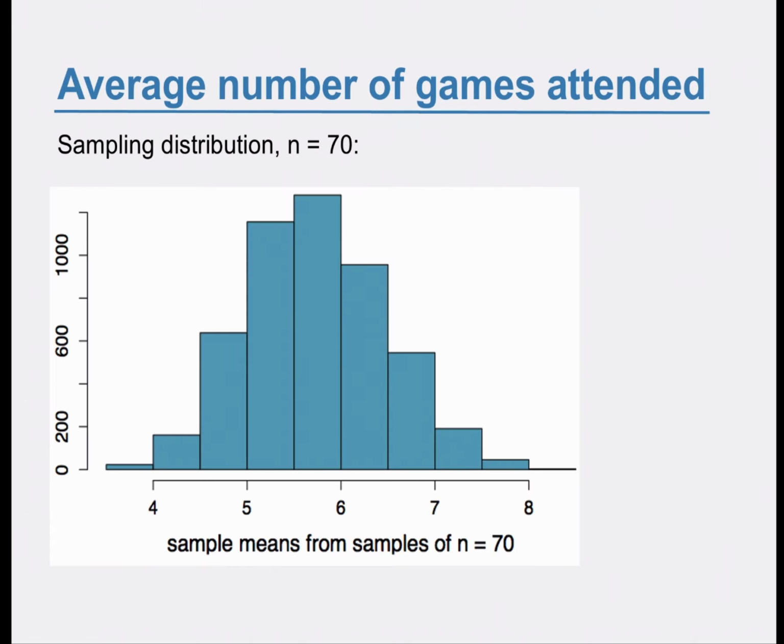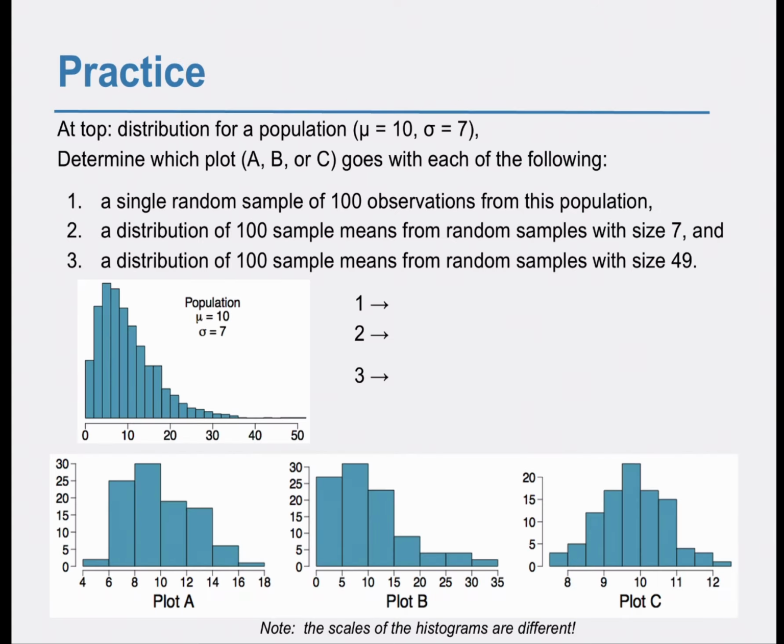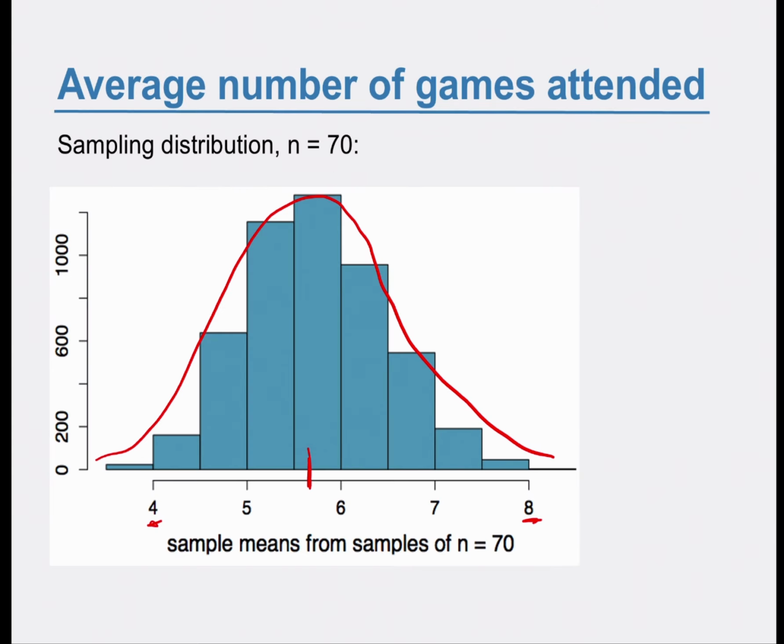Here is one of the samples of n equals 70. Again, notice the scale. We have a lot less variability. The mean is still about 5, between 5 and 6. And now it looks basically normal. So, as our n gets bigger, our variability gets smaller, right? Smaller standard deviation and a more symmetric or normal shape.